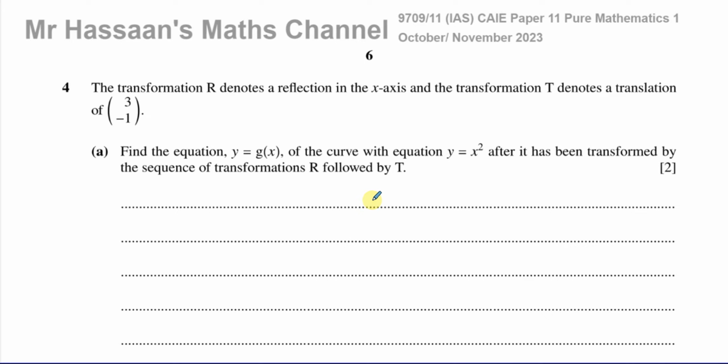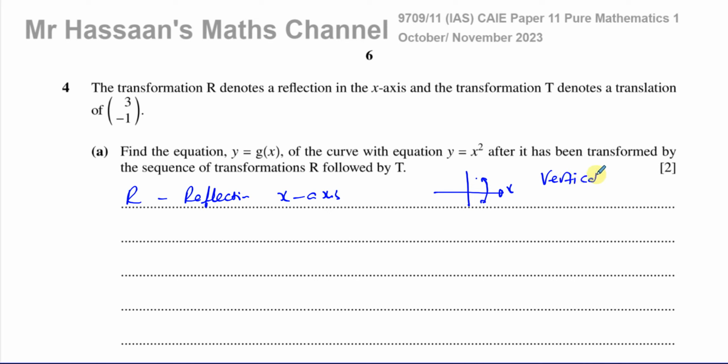It says the transformation R denotes a reflection in the x-axis, and the transformation T denotes a translation of (3, -1). Okay, so R represents a reflection in the x-axis. Basically, this is the x-axis, and it's going to reflect across it. Wherever a point here is, it's going to go over there and so on.